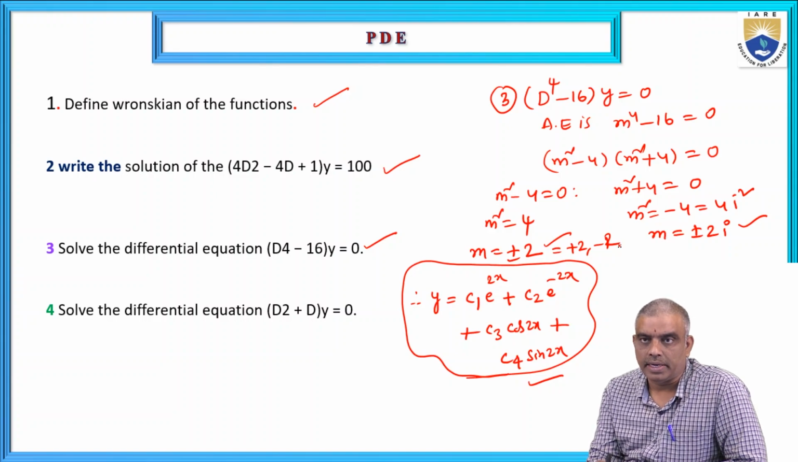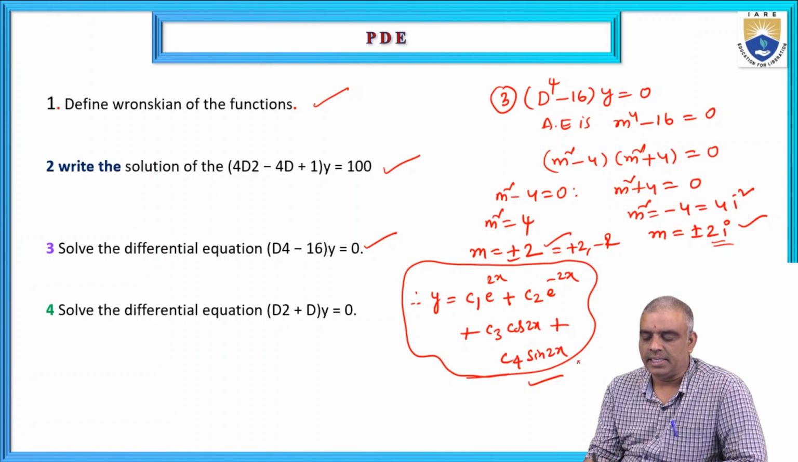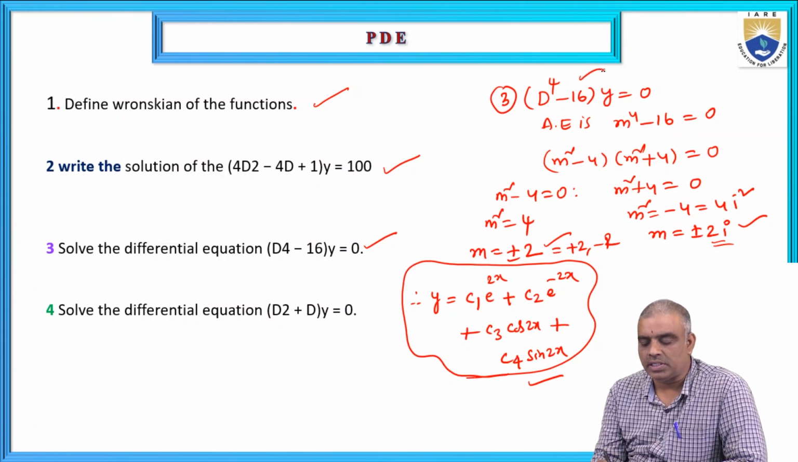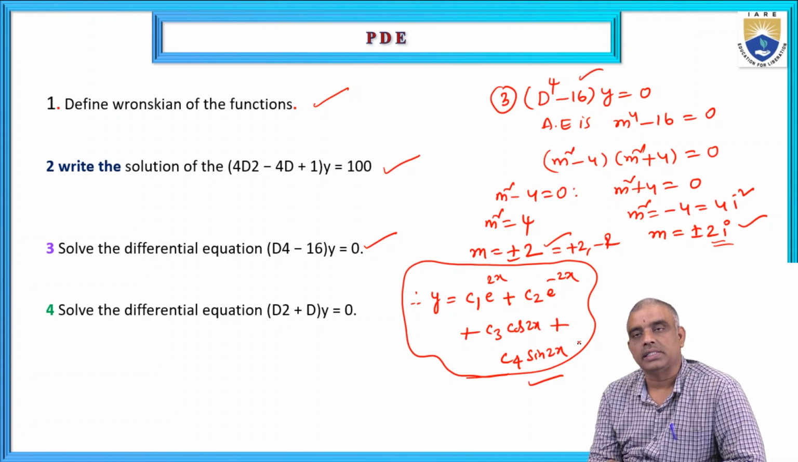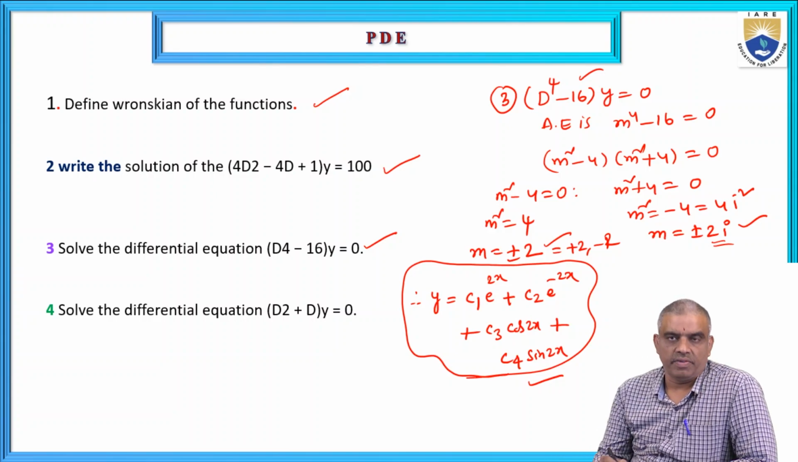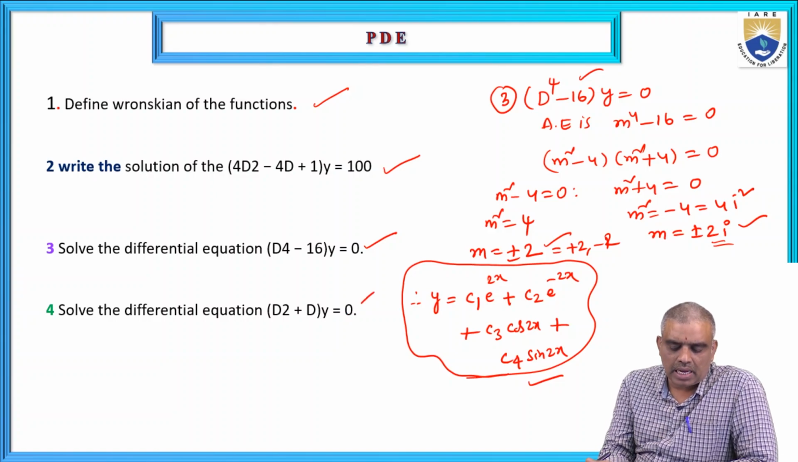These roots are plus 2, minus 2: c1 e power 2x plus c2 e power minus 2x, plus the roots plus and minus 2i: c3 cos 2x plus c4 sin 2x. Because this is a fourth degree equation, fourth order equation, there exist 4 constants c1, c2, c3, c4. That is the third problem of the given question bank. Similarly, solve the fourth problem.